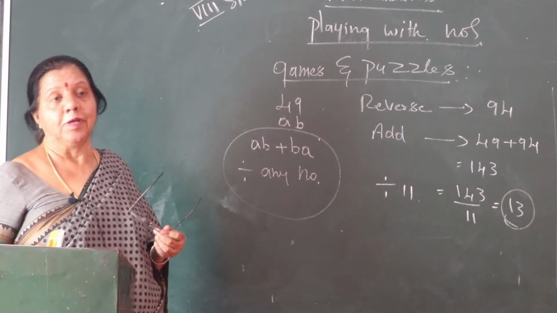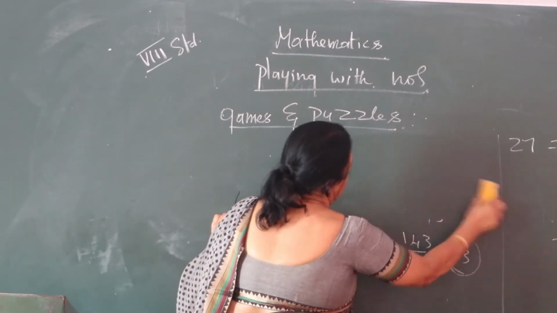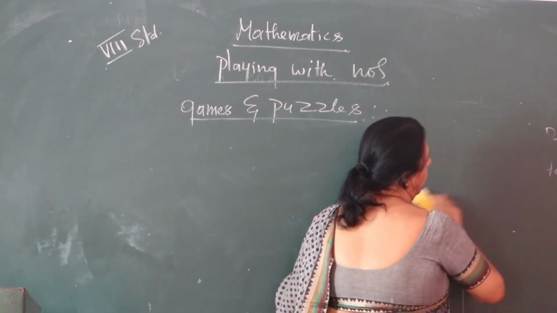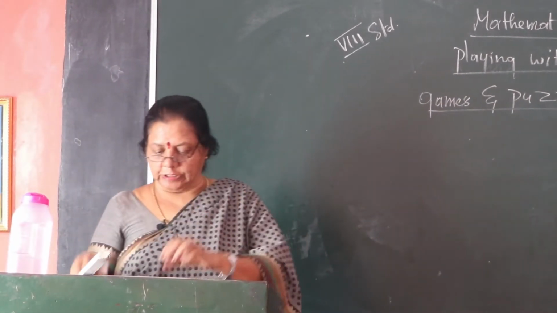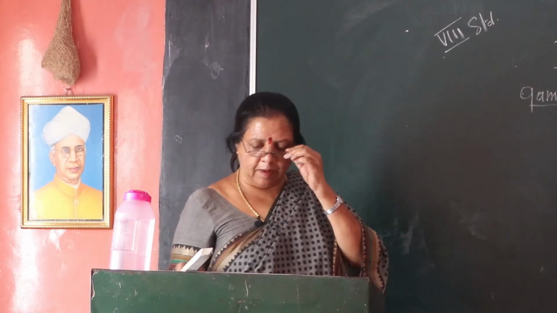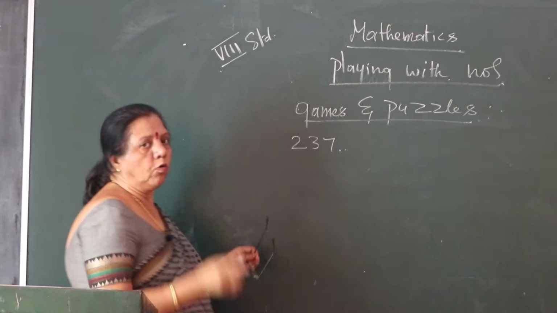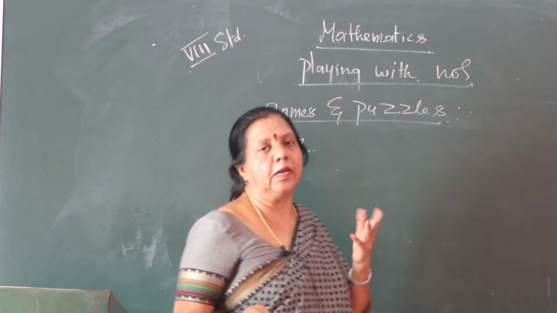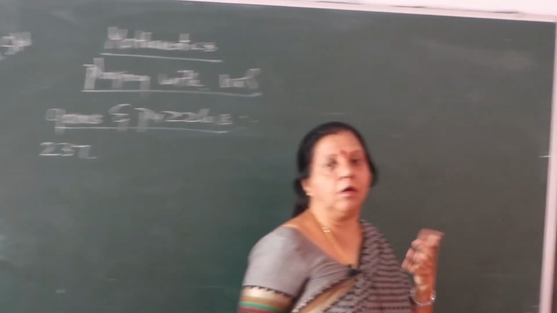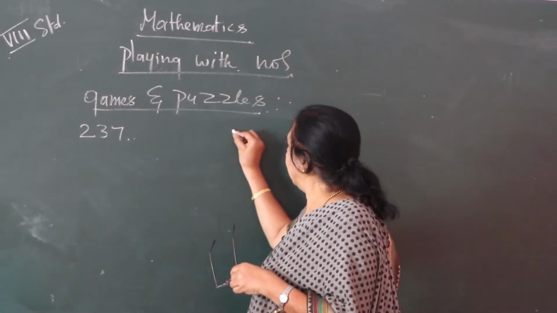We'll go for another one: how to make a reverse. If they give three digits, this was a two-digit number, so let us go for three digits. I will teach you how to do it. Take for example 237. How to make a reverse? See, it's easy: 49 is 94, 12 is 21, 10 is 01. Like that, the reverse is very easy. How do you do it in this? Make it like this cycle.